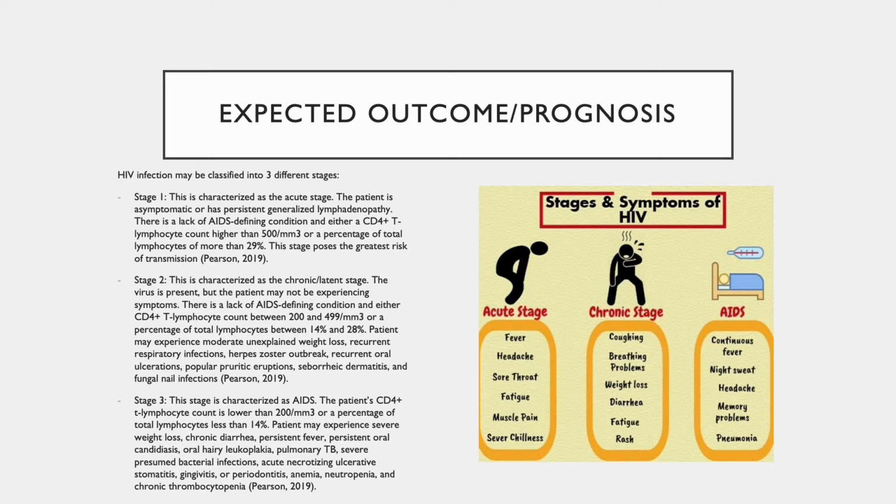Stage 3 is characterized as AIDS. The patient's CD4 plus T lymphocyte count is lower than 200 or a percentage of total lymphocytes less than 14%. The patient may experience severe weight loss, chronic diarrhea, persistent fever, persistent oral candidiasis, oral hairy leukoplakia, pulmonary tuberculosis, severe presumed bacterial infections, acute necrotizing ulcerative stomatitis, gingivitis or periodontitis, anemia, neutropenia, and chronic thrombocytopenia.